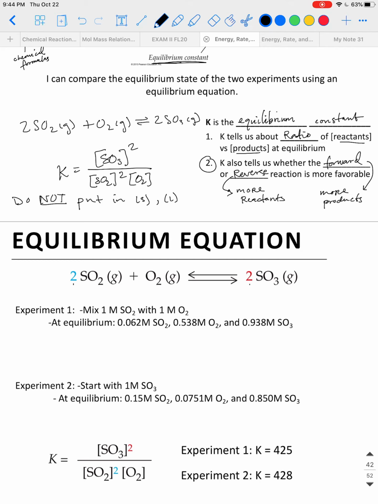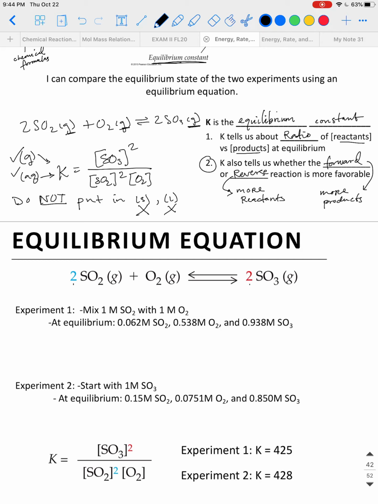We only put things into the equation for K that are gases, okay? Gases can go into the equation for K, and things that are aqueous, AQ, can go into the equation for K. These two things can, but solids and liquids cannot, okay?